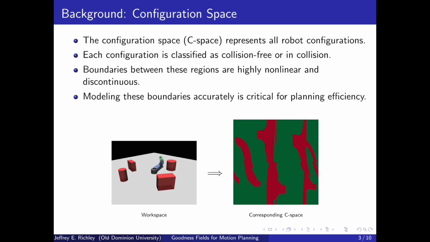As shown here, relatively simple obstacles in the physical workspace can produce complex, fragmented regions in configuration space. From a planning and control standpoint, accurately capturing this structure is critical because planners rely on it to decide where to sample, how to move, and which motions are feasible.